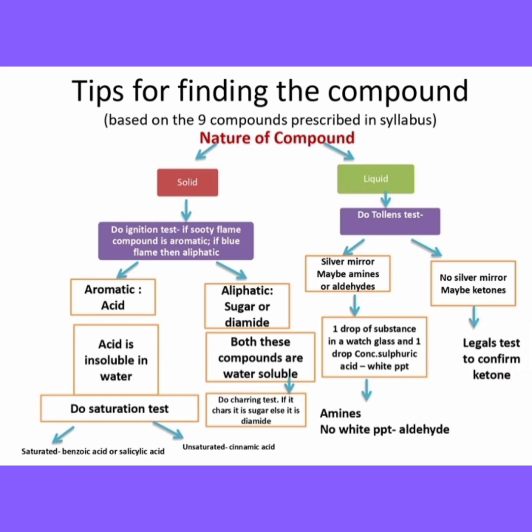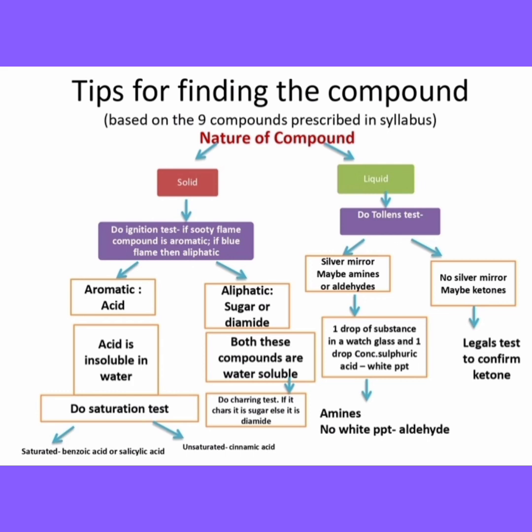So this is just a tip for finding the compound. Just from solid and liquid, you can categorize them. If it's a solid, do the flame test. You will know if it's an acid. If it does not answer the flame test, it may be a sugar or amide. Then do the solubility test. If it is a sugar or diamide, it will be water soluble, and do the charring test. If you get that burnt sugar smell, it is sugar, else it is a diamide.